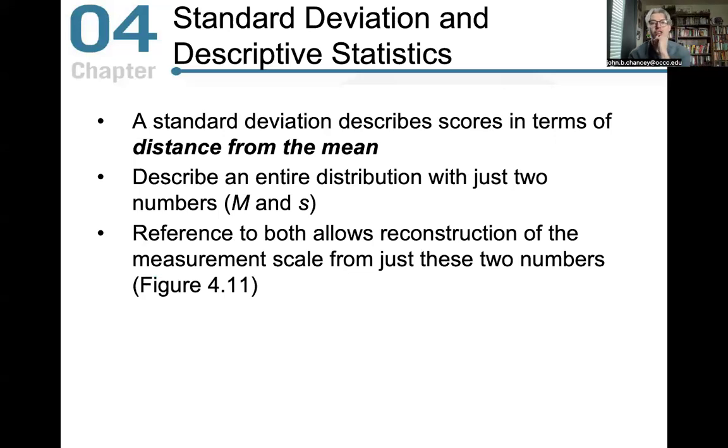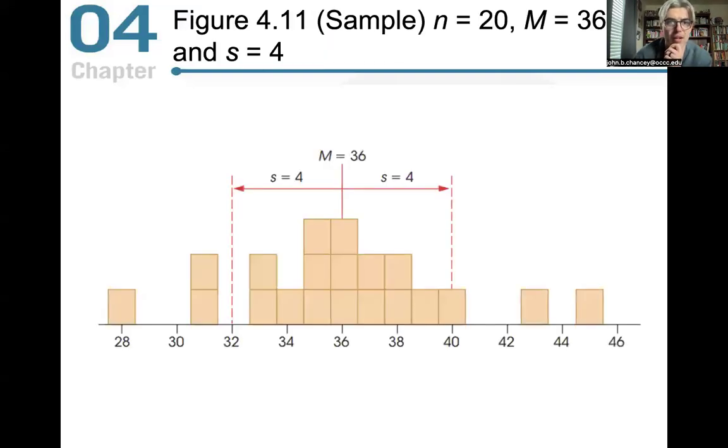Okay, so standard deviation is describing a score in terms of its distance from the mean. We describe the entire distribution with 2 numbers: M in this case and S, the mean and standard deviation, or variance. Referring to both allows us to construct different kinds of scales of measurement. Let's look at 4.11 here. We have a sample mean of 36. We have 20 scores, and we have our variance of 4. We can see that depicted here, a vertical line for our mean and a horizontal line for our variance.